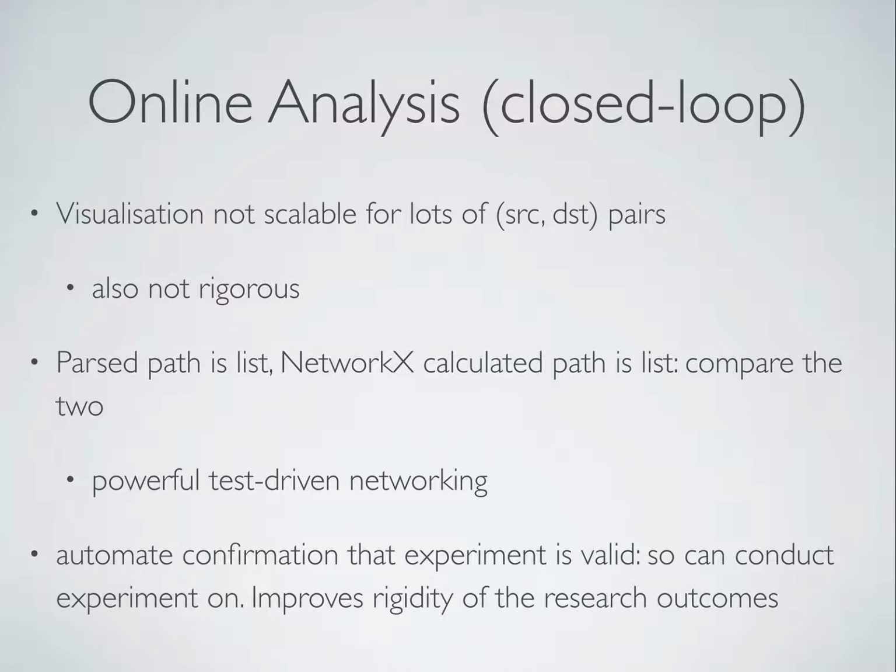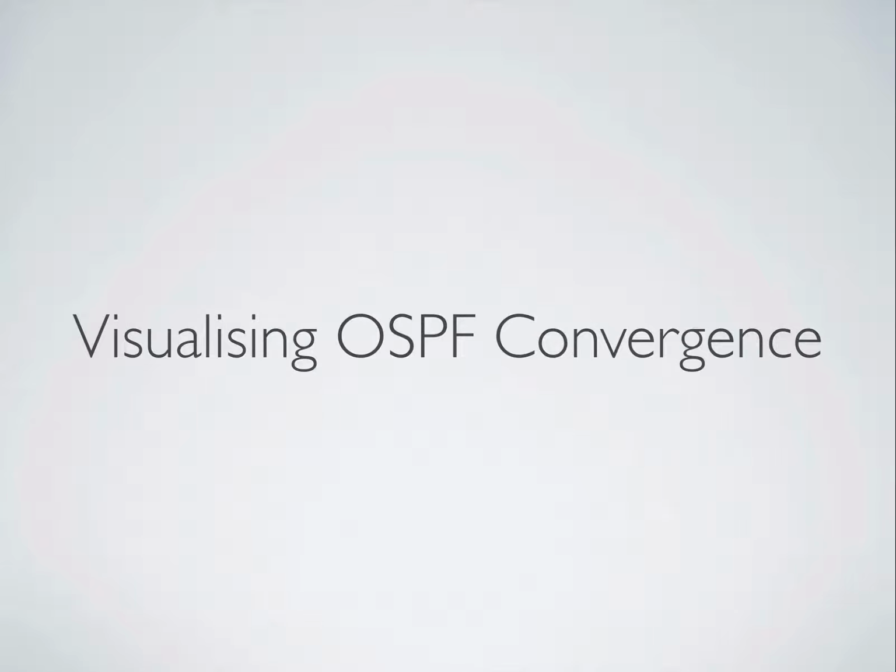For instance, once OSPF and other routing protocols have converged, it also lets us confirm that the network has come up accordingly and that there have been no problems in the emulation system. This improves the rigor of the research outcomes since we know that the network is in a safe and stable and well-defined state before we conduct our experiment. This can be extended further, for instance, in visualizing OSPF convergence. Here the framework is used, parsing the output using TextFSM, a Python module, mapping against the IP addresses allocated, and sending the path to the visualization system.